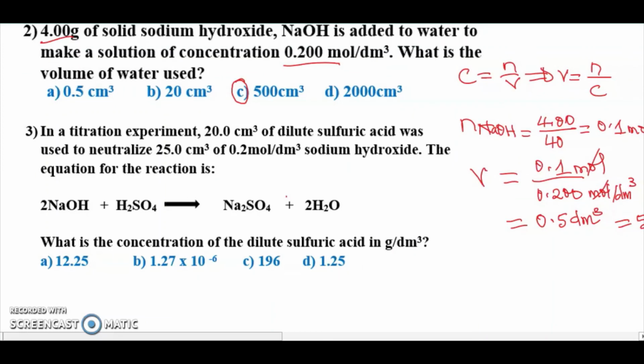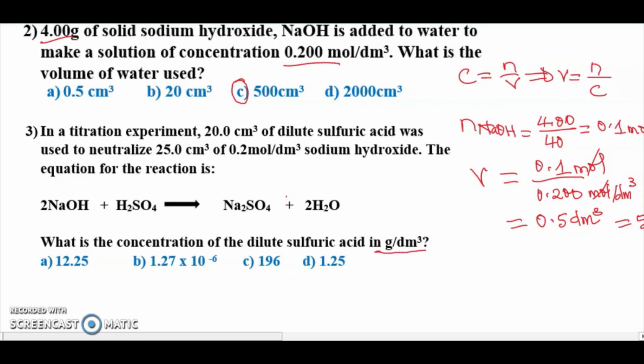Okay, let's look at the third exercise. In a titration experiment, 20.0 cubic centimeters of dilute sulfuric acid was used to neutralize 25.0 cubic centimeters of 0.2 mole per dm cube sodium hydroxide. The equation for the reaction is, we've been given the equation. What is the concentration of the dilute sulfuric acid in gram per dm cube? Oh, so here we now need to calculate the mass concentration in gram per dm cube.